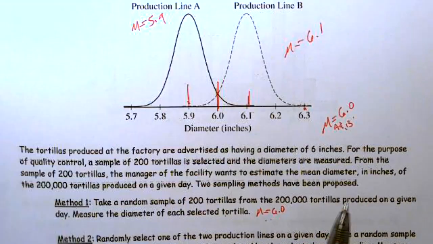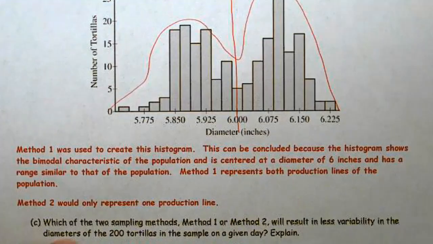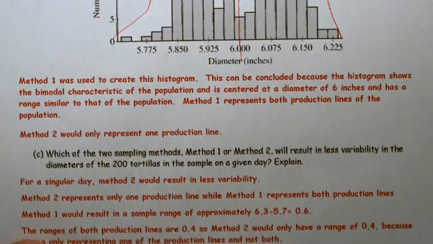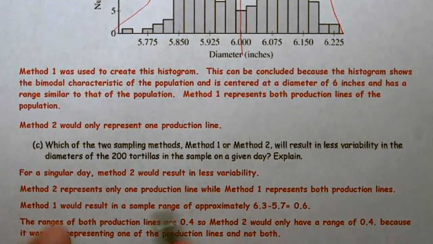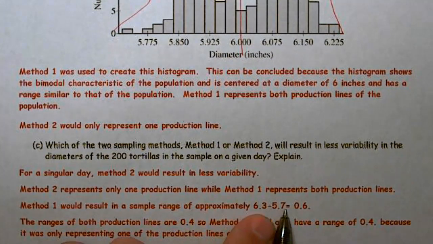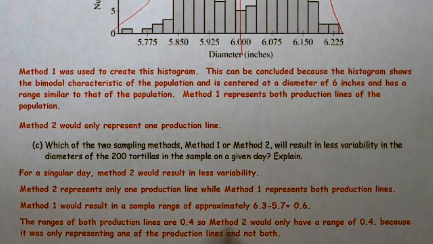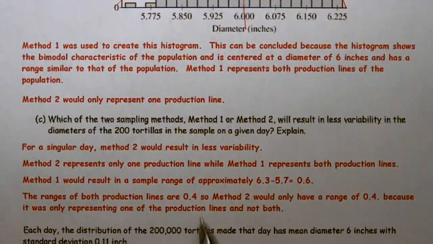So let's see what was said here. For a single day, method 2 would result in less variability. Method 2 represents only one production line, while method 1 represents both production lines. Method 1 will result in a sample range of approximately 6.3 minus 5.7, which equals 0.6. So we'd expect it to have a range of about 0.6. The ranges of both production lines are 0.4. So method 2 would only have a range of 0.4 because it was only representing one of the production lines. All right, so it's very important to explain and make sure you're being specific.